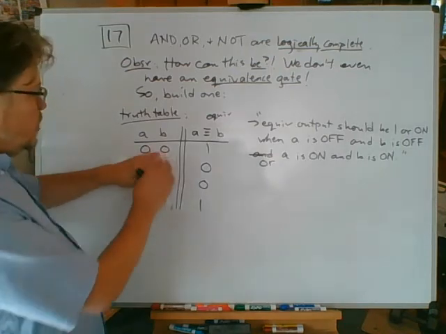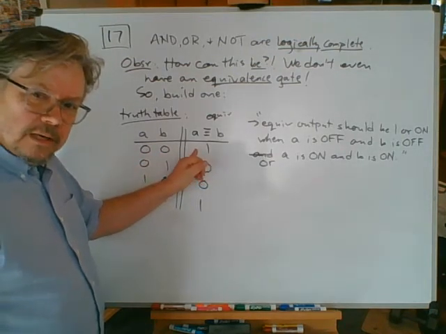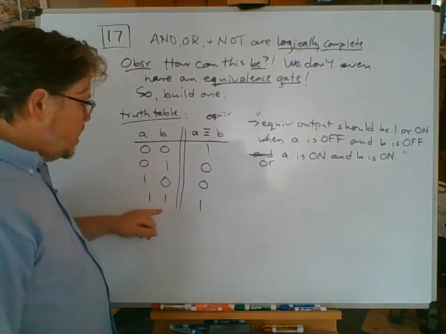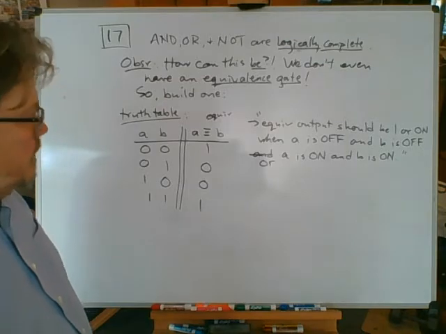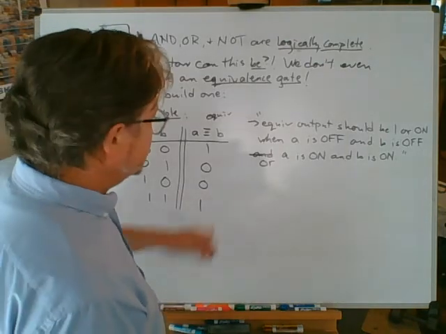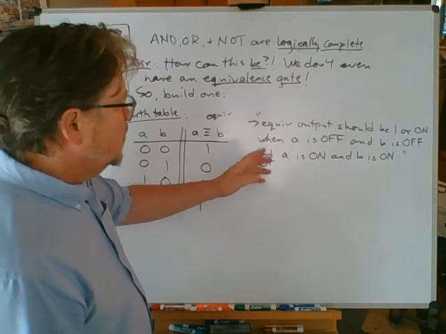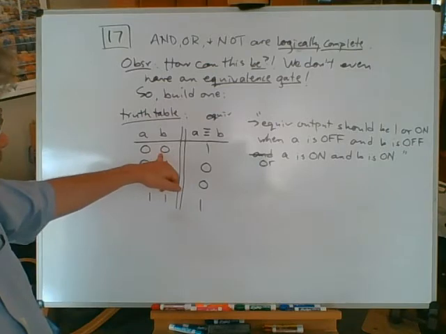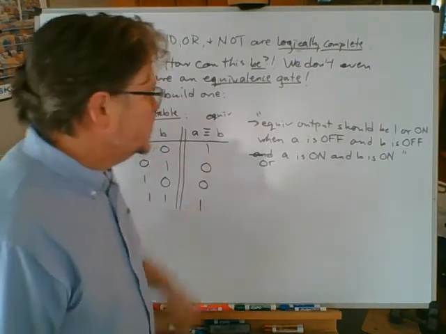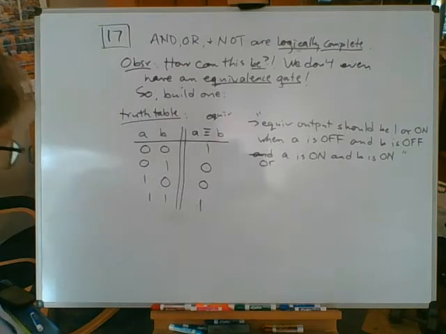So both the lights are off. My equivalence gate output should be on. If both of them are on, my equivalence gate output should be on. And those are the only possibilities. Let me read this back, see if this makes any more sense now that I fixed it. Equivalence output should be on, or 1, whenever A is off and B is off, they're zeros, or A is on and B is on. I think that'll do it.